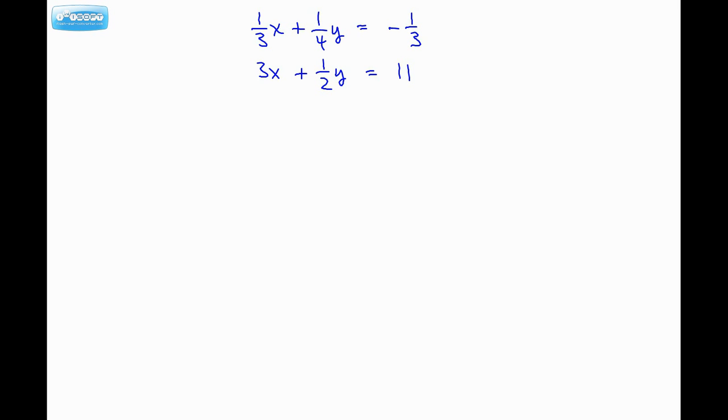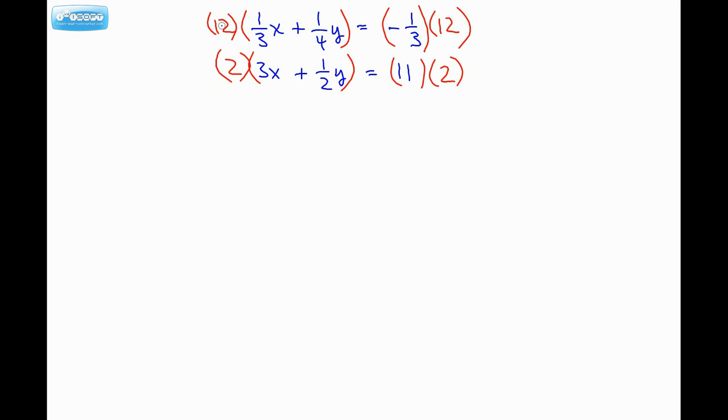Before I choose which variable I want to eliminate, let's get rid of these fractions because this is kind of gross. In the first equation, we have a 3, a 4, and a 3 as our denominators. So the lowest common denominator would be 12. If I multiply both sides by 12, I should be able to get rid of all fractions. At the bottom, this is easy. There's only one denominator present, so that can be taken care of by multiplying both sides by 2. Remember, you can't forget to do both sides.